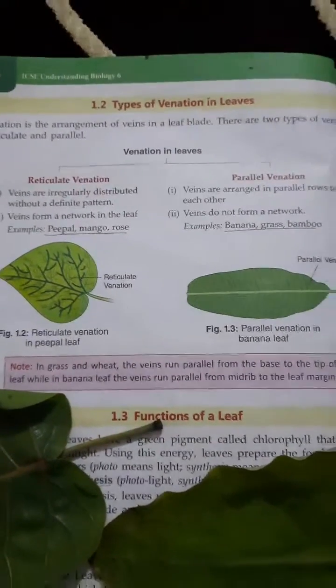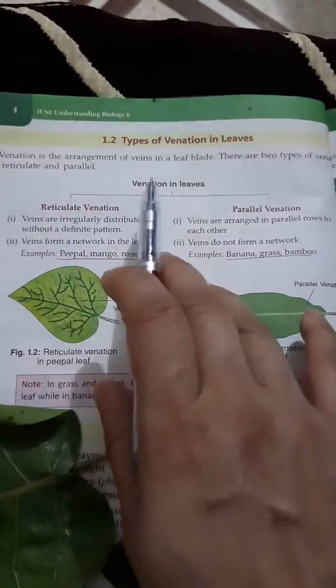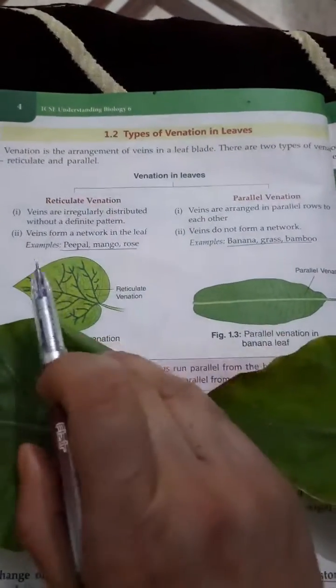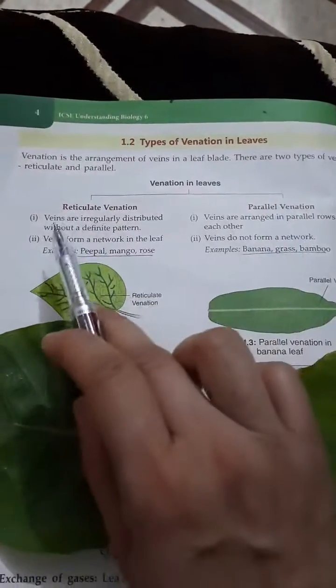Now students, we will discuss the types of venation in leaves. What is venation? I already taught you. Venation is the arrangement of veins in a leaf blade. Now there are two types of venation. What is known as the reticulate venation, and the second one is the parallel venation. From the name itself it is clear that reticulate means when veins are irregularly distributed.